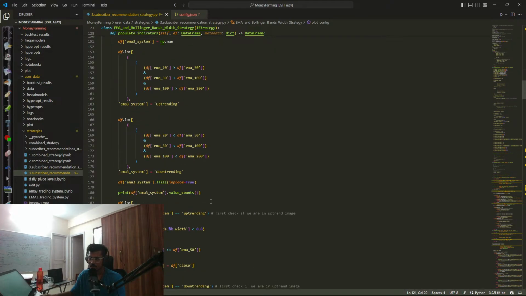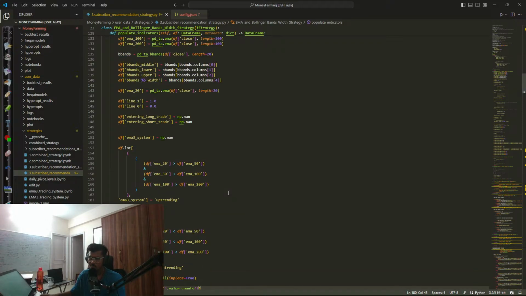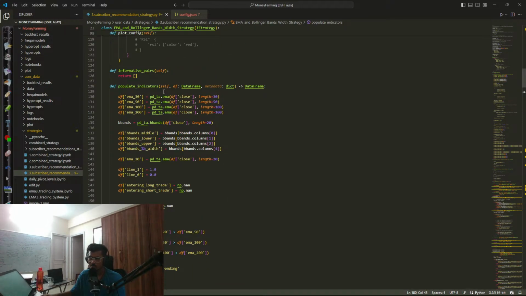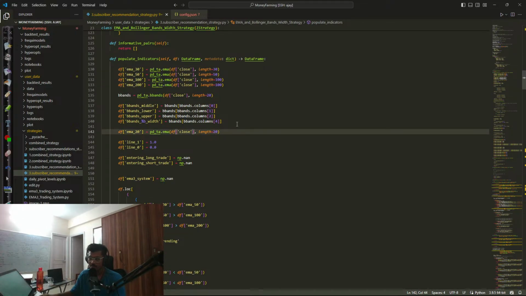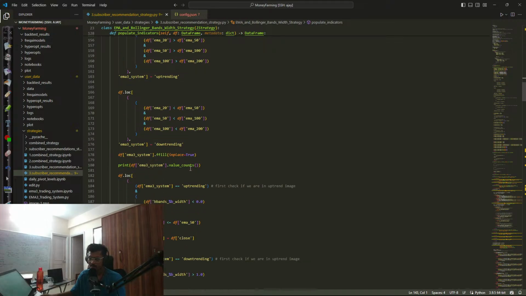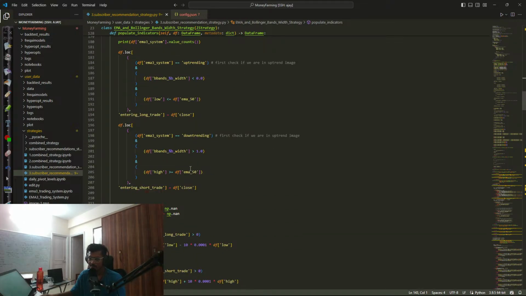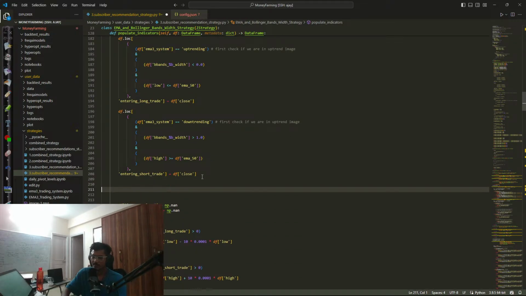Okay, so there is something, value count is 0. Why is that? I'm getting the data right. So TF, B bands, this uptrending. I want to see the data.